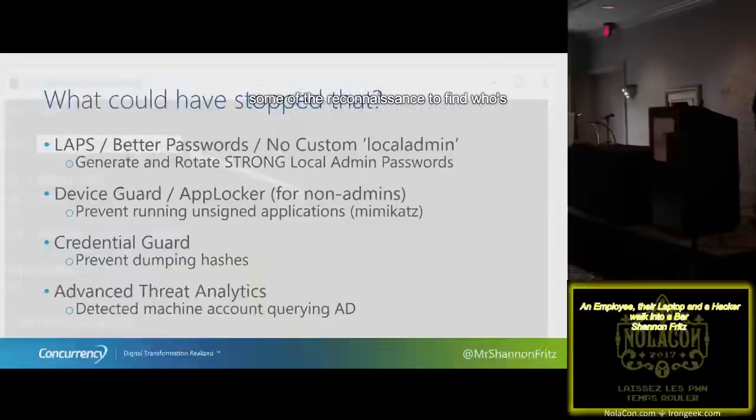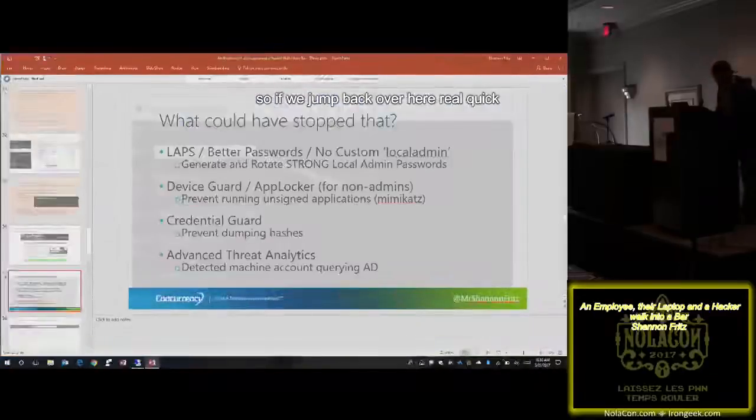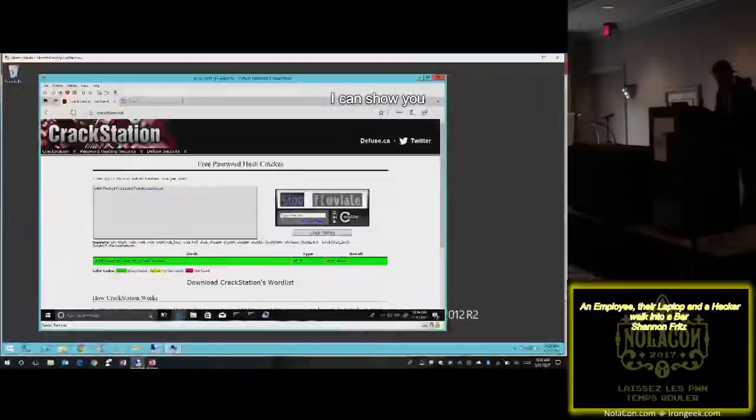So when we were doing some of the reconnaissance to find who's in the directory, dump a list of users, dump a list of groups, as well as other things like pass the hash and pass the ticket, golden ticket, skeleton key, those kinds of activities where we're interacting with Active Directory, we can monitor and detect those things with ATA. So if we jump back over here real quick, I can show you what that looks like.